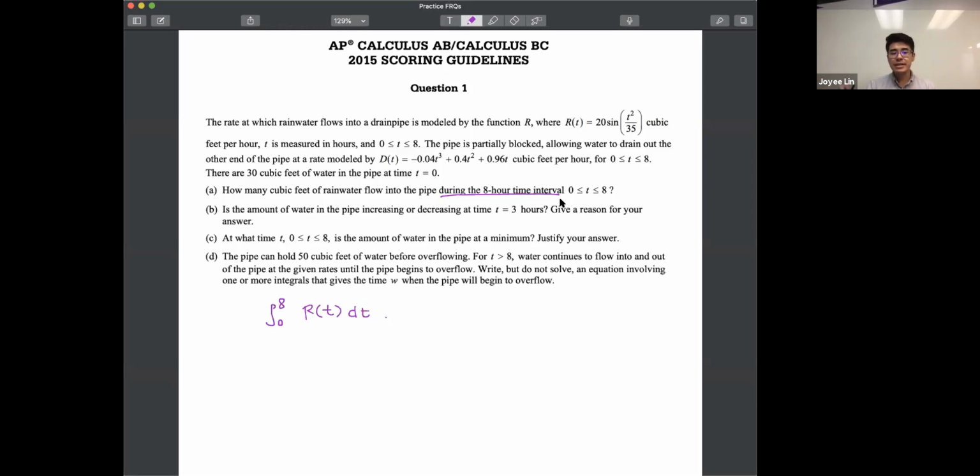Now, B says, is the amount of water in the pipe increasing or decreasing at a time of t equals 3? Now, they obviously can't ask you that question on the test. How would you describe a process to solve it, though? Maybe they'll say, how would you solve part B if you had a calculator? So go ahead and type in the chat box how you would solve part B without giving me a number.